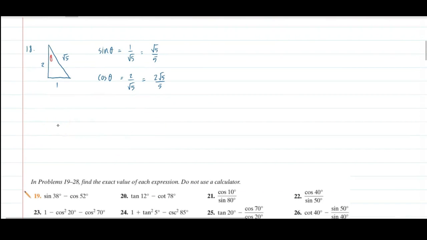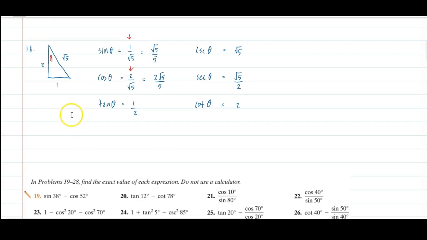Next is the tan of theta. The tan of theta is opposite over adjacent, which is simply 1/2. And then to find the other 3 trig ratios, the cosecant of theta, the secant of theta, and finally the cotan of theta, which if you remember, all you need to do is just take the unrationalized version of these and just flip them over. So 1 over root 5, when you flip that over, simply becomes root 5. 2 over root 5, when it's flipped over, its reciprocal is root 5 over 2. And finally, cotan is going to be 2.